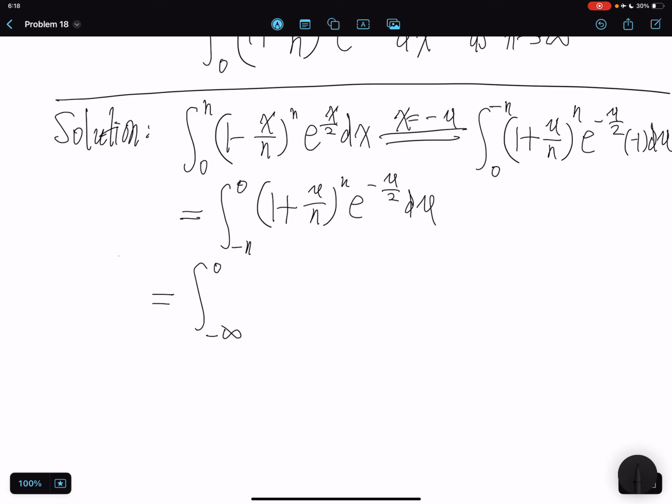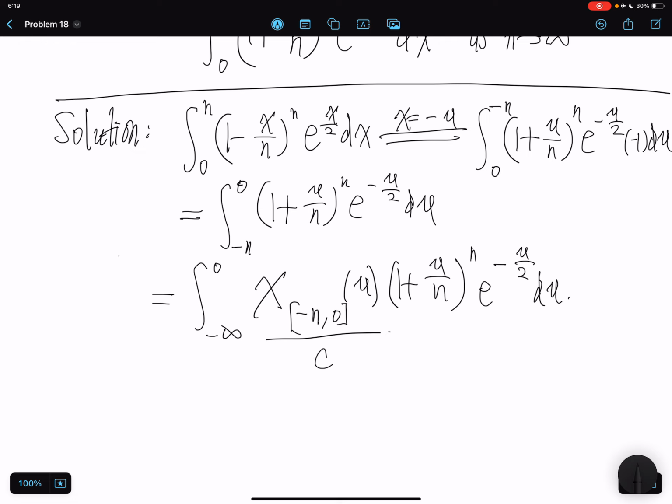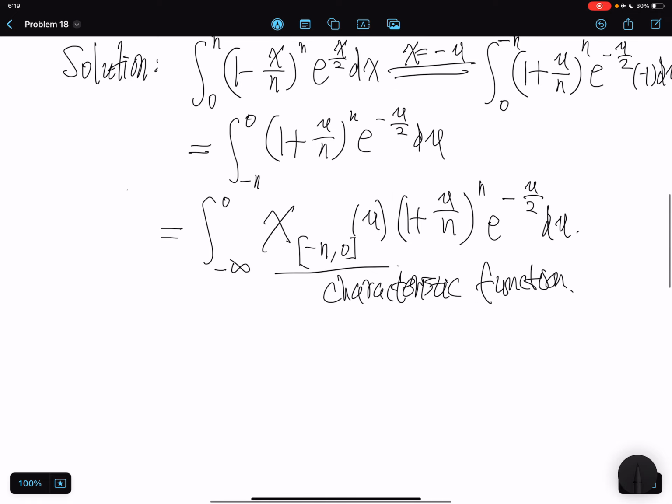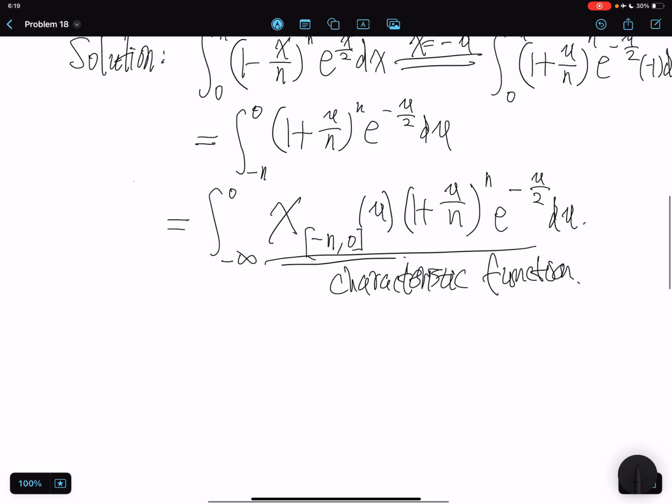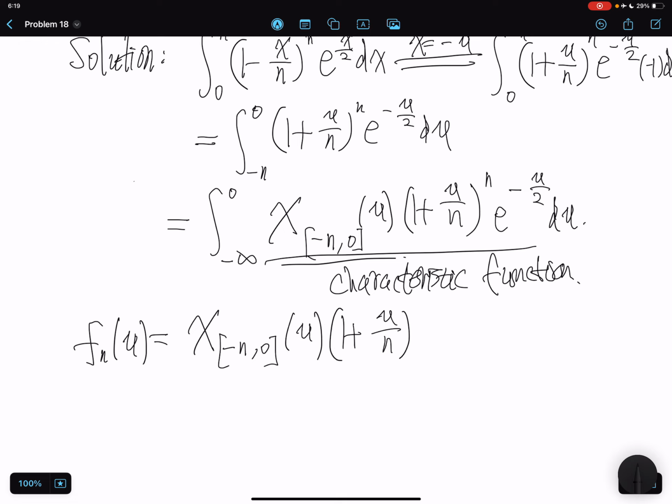And then we want to write it in the following format, which is from minus infinity to 0. But here we use the characteristic function of minus n to 0 of u, and then (1 + u/n)^n e^(-u/2) du, right? The reason we're using this is that now we set f_n of u, this sequence, because it involves n, to be the characteristic function from minus n to 0 of u times (1 + u/n)^n e^(-u/2).